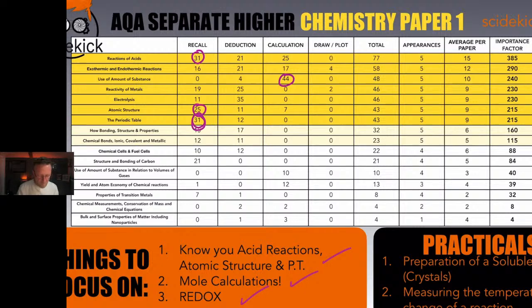And then lastly, redox. Now, why have I said that? Well, because it's important for reactions of metals, okay? That's really, really important for that one. And it's important in, where else are we?